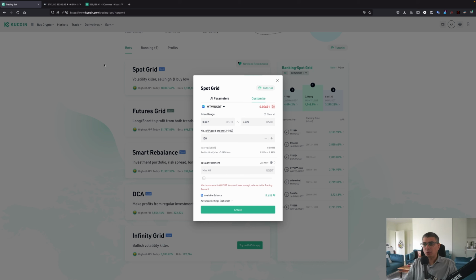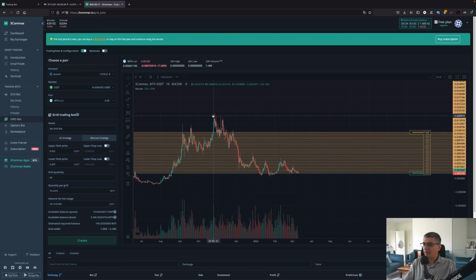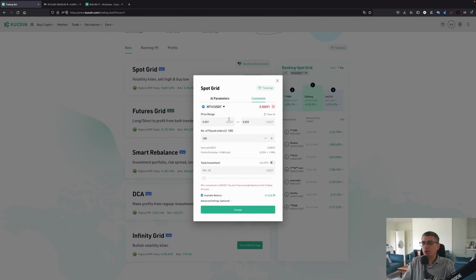And sometimes what happens is if this upper value is too high, Kucoin bot will tell you it cannot go so high, so you will need to use a lower limit. And sometimes that is even lower than your average entry. But that still makes sense, and this is actually the limitation of this bot.